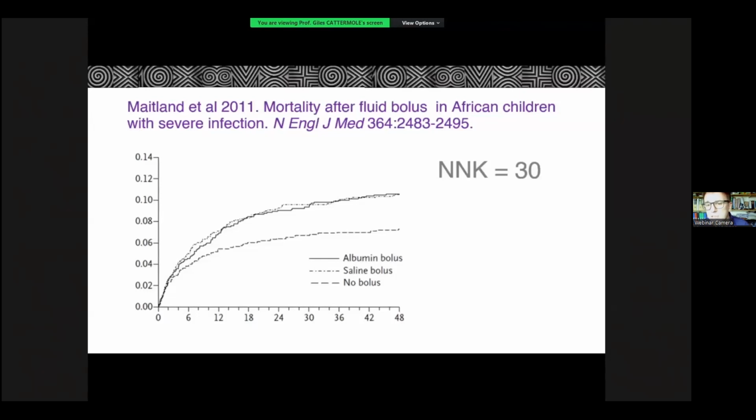For those who are interested, this study was effectively replicated in adults with HIV in Zambia as well. The mortality difference was even greater. It was a number needed to kill of about 7. So there is growing evidence for appropriate resource-poor setting emergency medicine.